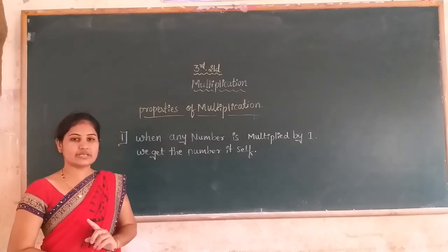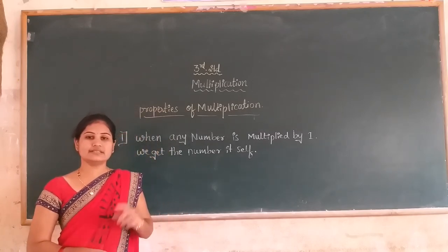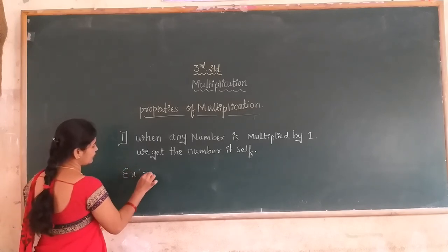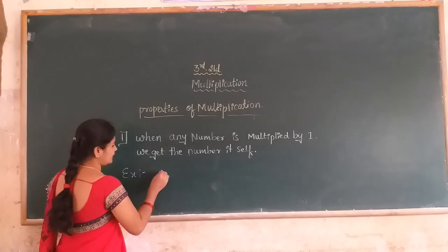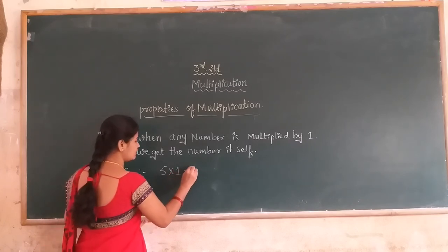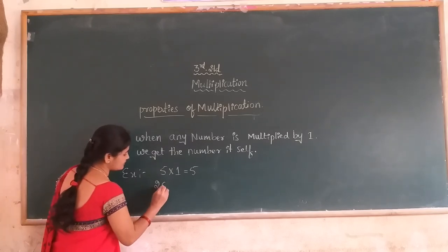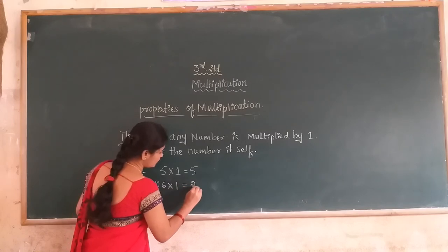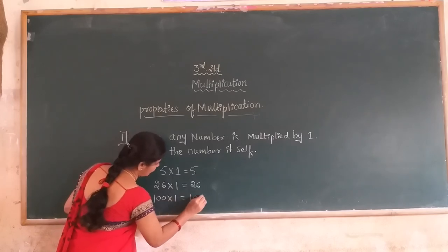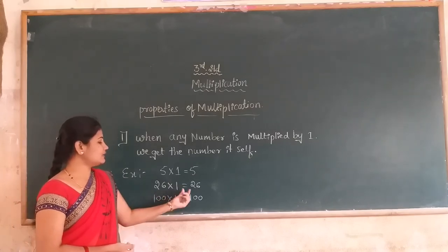Dear students, you take any number, that number you multiply by 1. You get the same number. I write the example. Dear students, example for the first property. You take any number, 5 is multiplied by 1, 5 is a 5. You get the number itself. Okay. And 26 into 1. 26 ones are 26. And 100 into 1. 100 ones are 100. Dear students, any number you multiply with 1, you get the number itself.